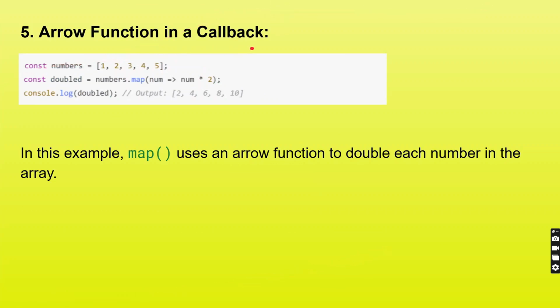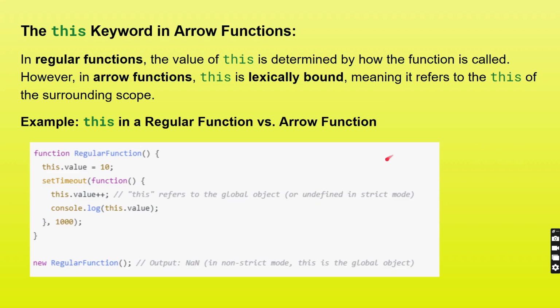Arrow functions in callbacks. We have an array of 1, 2, 3, 4, 5 with the name numbers, and numbers dot map. Look at here, it's taking one argument num. You can use parentheses or you can omit them if you want, num into 2. So when we call with doubled, it always multiplies with 2. 2 into 1 is 2, 2 into 2 is 4, 2 into 3 is 6, 2 into 4 is 8, 2 into 5 is 10. In this example, map uses an arrow function to double each number in the array.